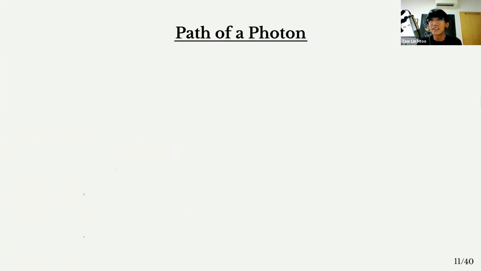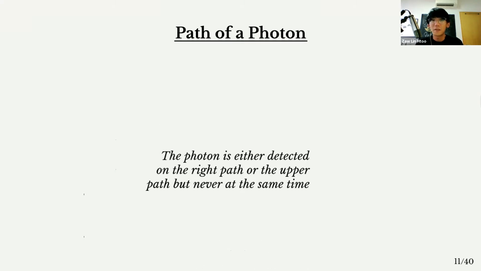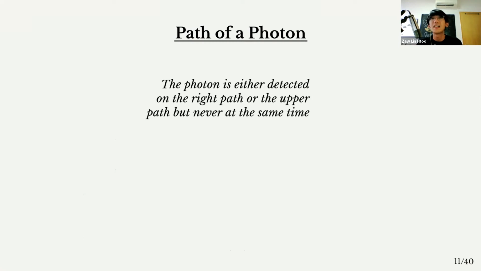And so this tells us how we can describe where the photon is. Usually when you want to describe the location of something, you'd say it's at this X coordinate or Y coordinate, but that's a bit complicated. So we'll just live with two coordinates. Notice that you never detect the photon at two places at once. It's either on the right side or the upper side. It's either moving to the right or moving up.